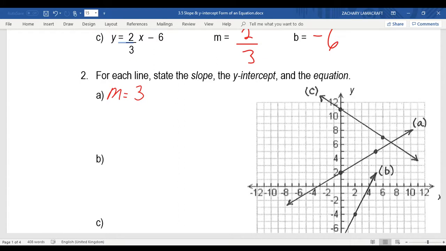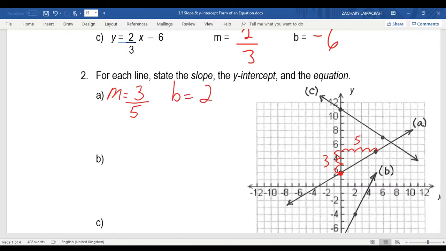Yep, 5. So how we got that is we just counted 1, 2, 3, right? Rise of 3. 1, 2, 3, 4, 5. So we had a rise of 3 and a run of 5. Since we're going up, it's positive. Since we went to the right, it's positive. So we have a slope of 3/5. Now, how could we figure out our y-intercept? Which is 2. So at 2, it intercepts the y-axis. So it would be b is equal to 2.